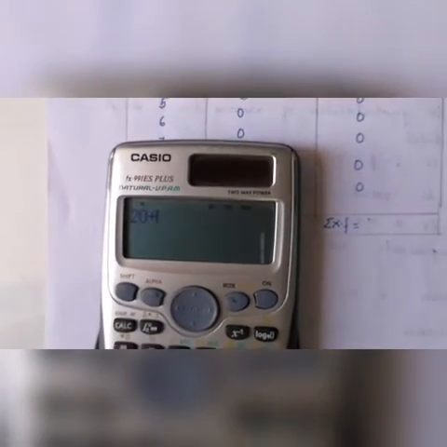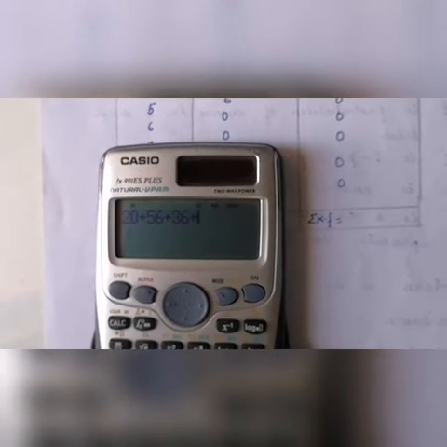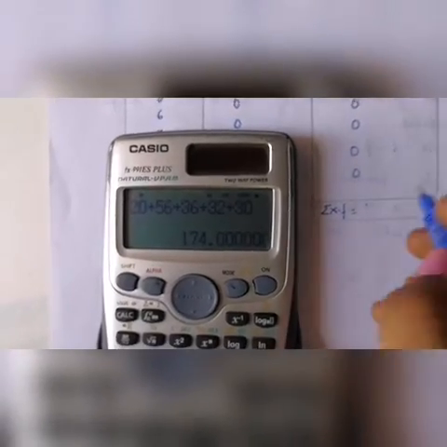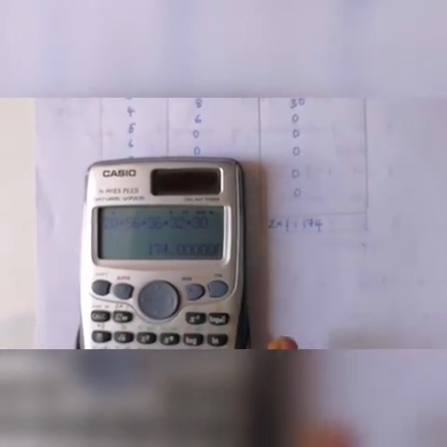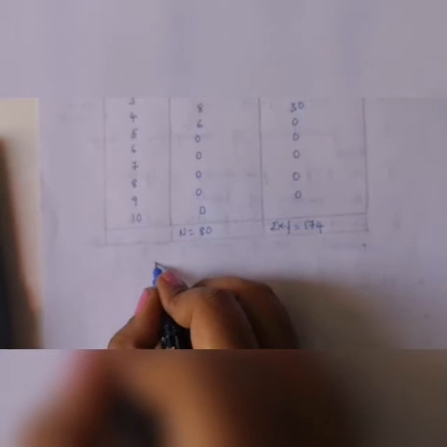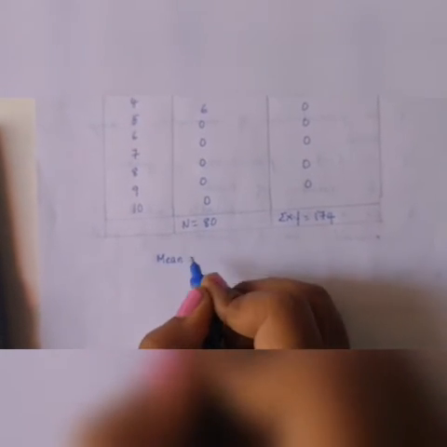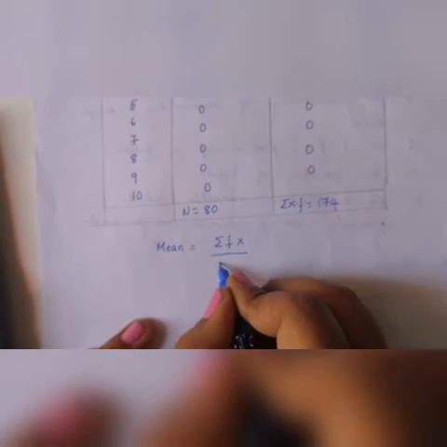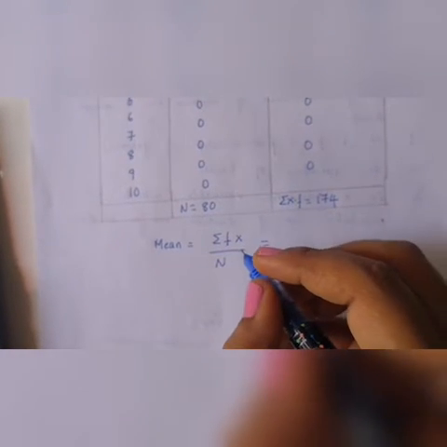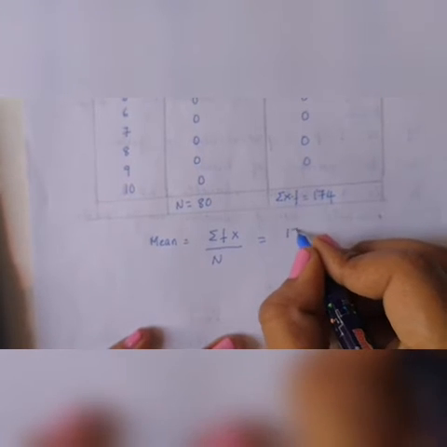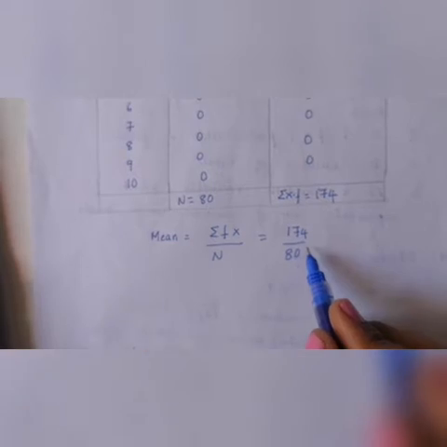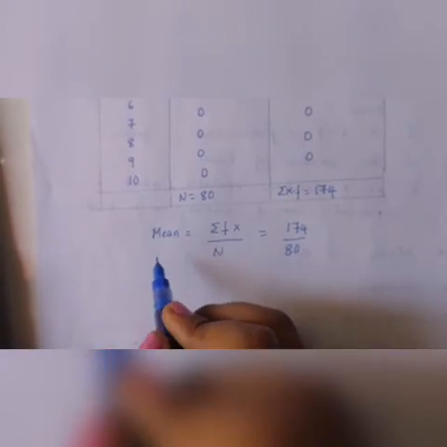20 plus 56 plus 56 plus 32 plus 30. This is 174. Now how will you find the mean? Mean is equal to summation f into x by n, isn't it? If we remember the formula of mean. So 174 by 80. Keep it like this. Okay, we have calculated the mean from the given data.